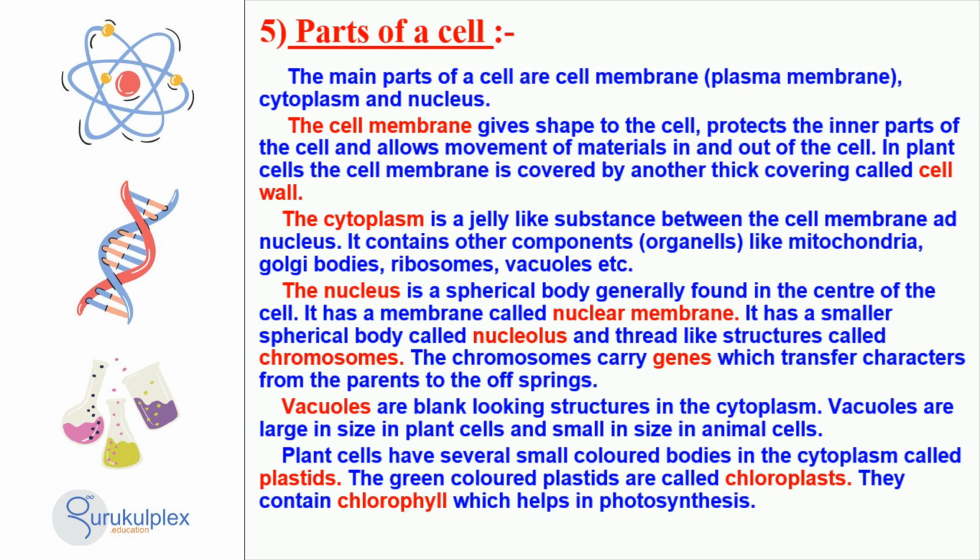Plant cells have an additional structure, the cell wall, which is a thick covering outside the cell membrane. Additionally, plant cells have several small colored bodies called plastids, the green ones of which are called chloroplasts that contain chlorophyll, which is important in photosynthesis.